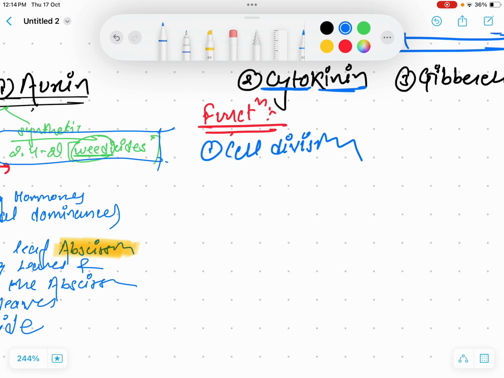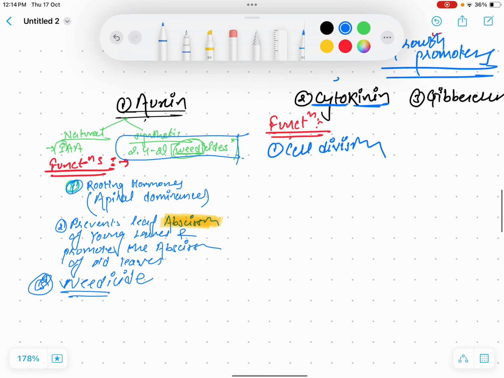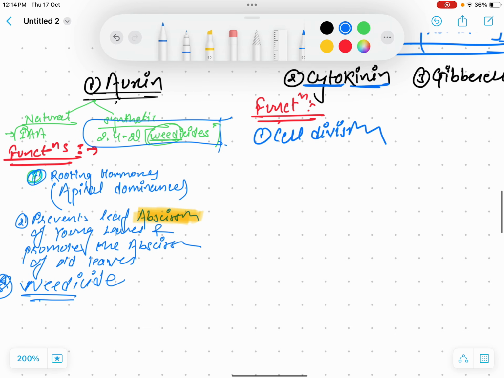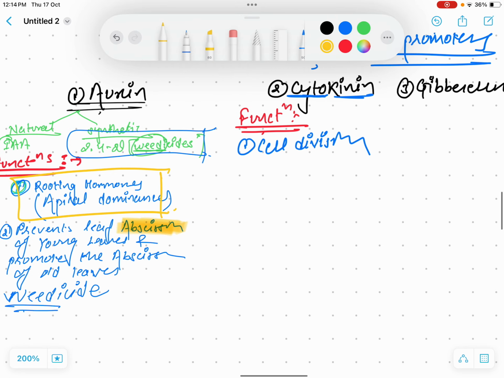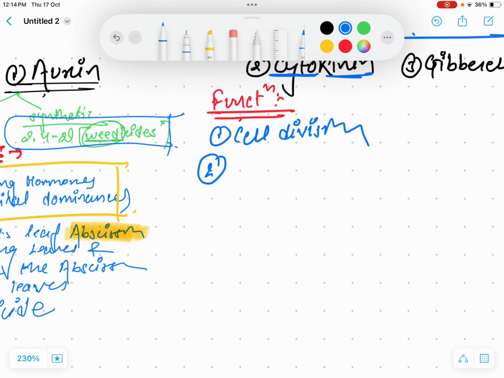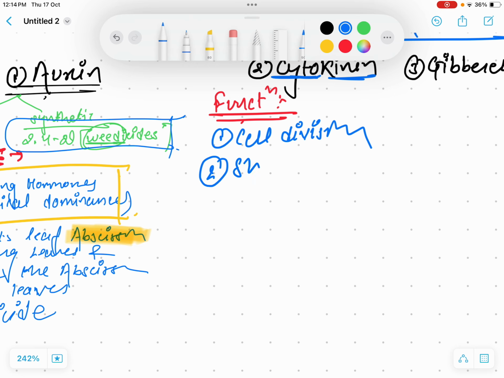It helps in cell division. This is very important. Okay, and it is an antagonist to auxin. If auxin is a rooting hormone, then cytokinin is a shooting hormone, which you can say is antagonist to auxin. It is a shooting hormone.